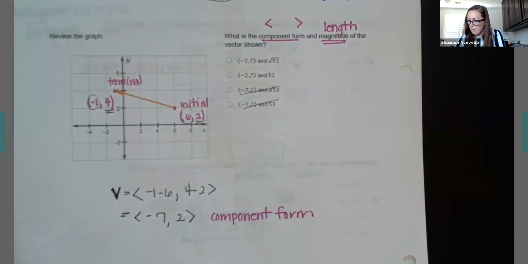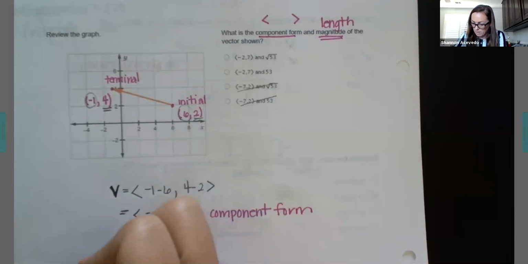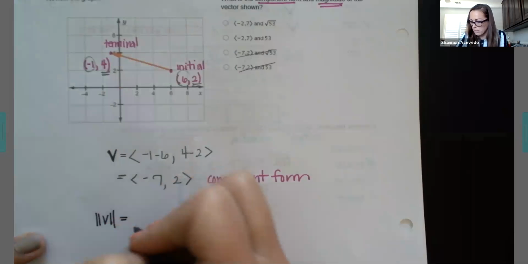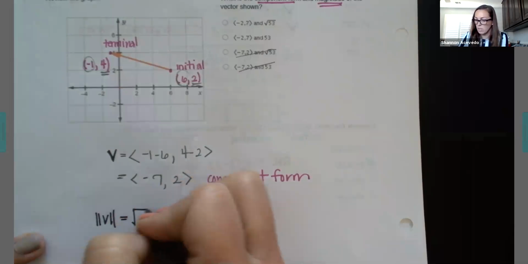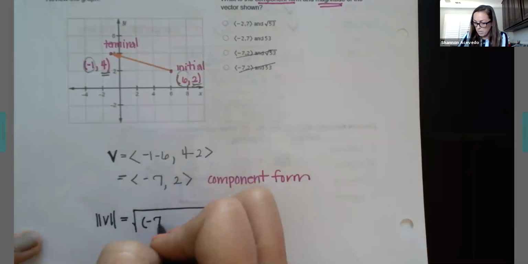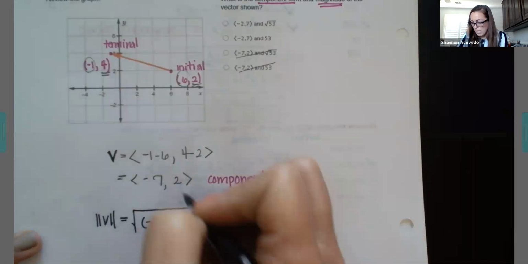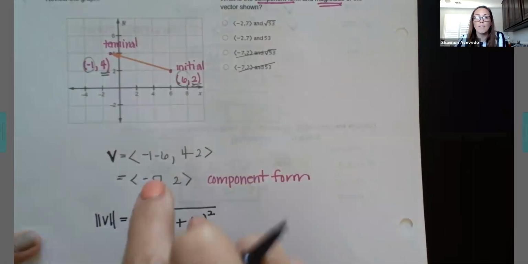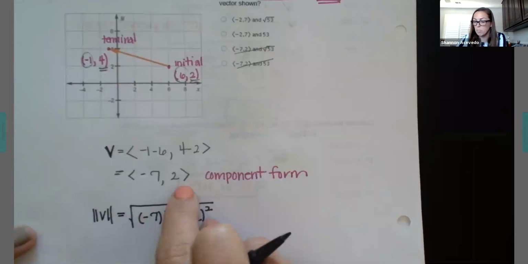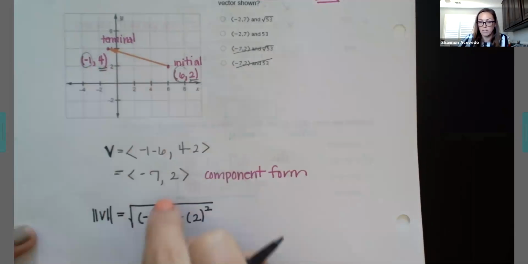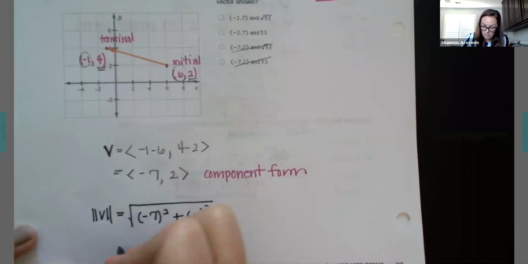And then I need to find the magnitude. So the magnitude of V, the length. Now remember, for the magnitude, it's going to be the square root. You square the first term, so -7 squared, plus you square the second term. Now remember, when we talk about squaring the terms for the magnitude, it's always of the component form. It's always of that component, not a point. It always has to be of the vector, not a point.